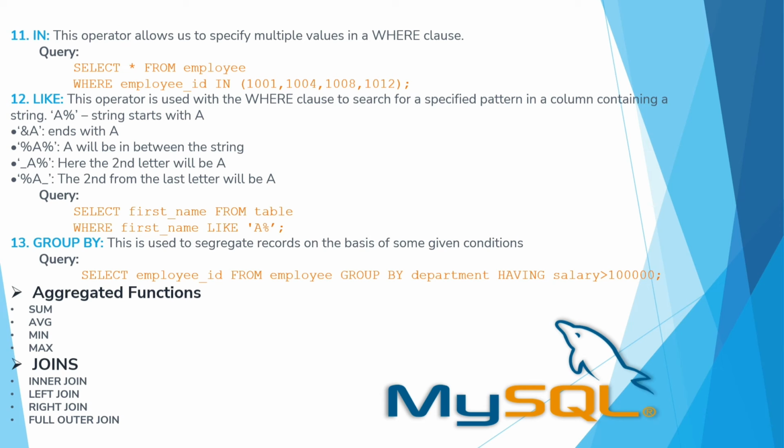Next comes group by. This is used to segregate records on the basis of some given conditions. Its query is like select employee ID from employee group by department having salary greater than 1 lakh. So we are grouping the records on providing some conditions. And DQL provides us with many aggregate functions like sum, average, min, max, and joins like inner join, left join, right join, full outer join, etc.